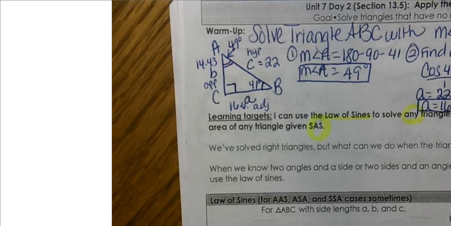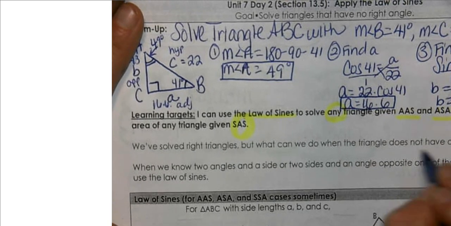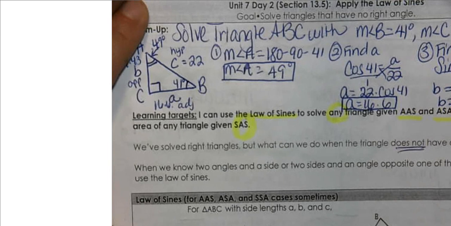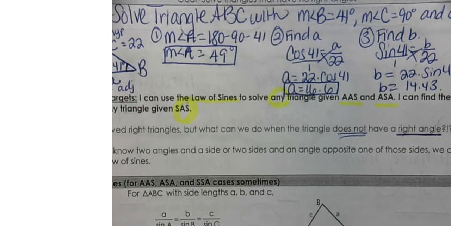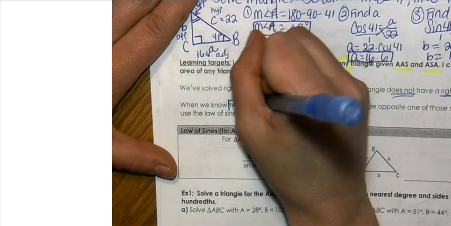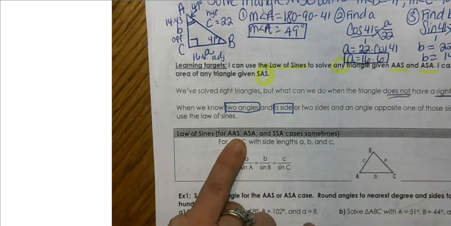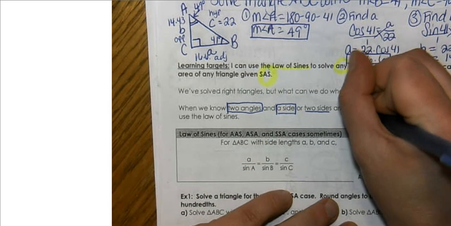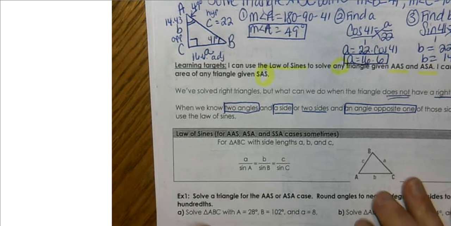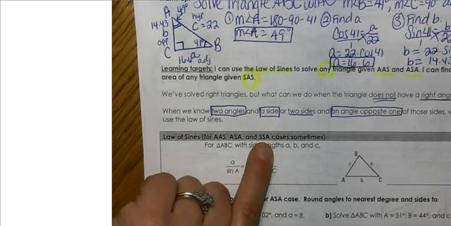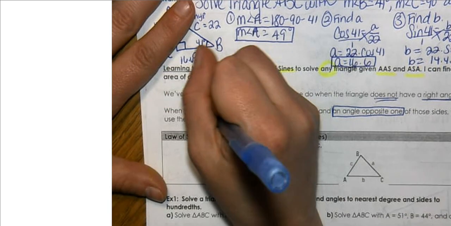So far we've solved right triangles, but what can we do when the triangle does not have a right angle? When we don't have a right angle, that means we don't have a right triangle. How can we solve the triangle? When you know two angles and a side, that's where the angle, side, angle or the angle, angle, side comes in. Or if you know two sides and an angle opposite of one of those sides, that's also known as SSA, we can use the law of sines.